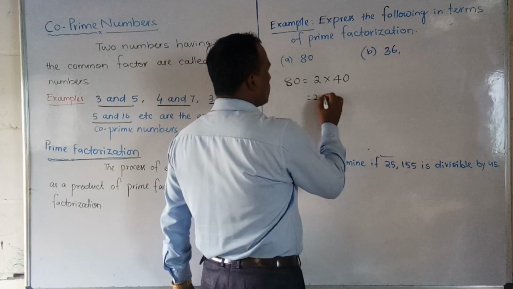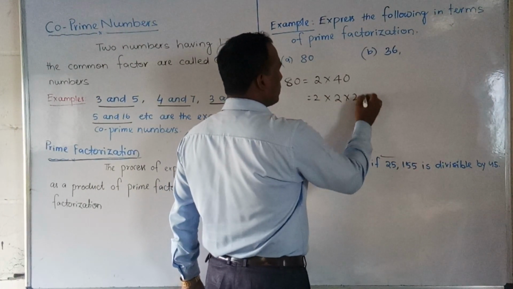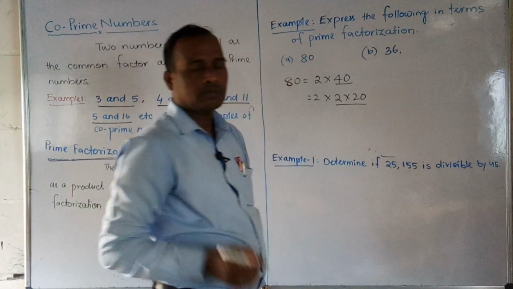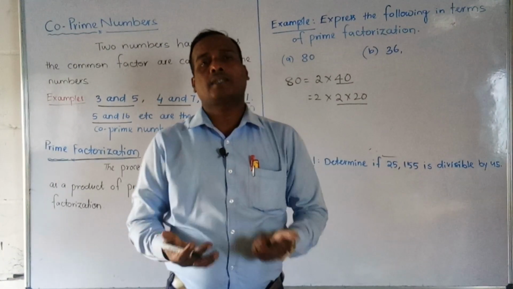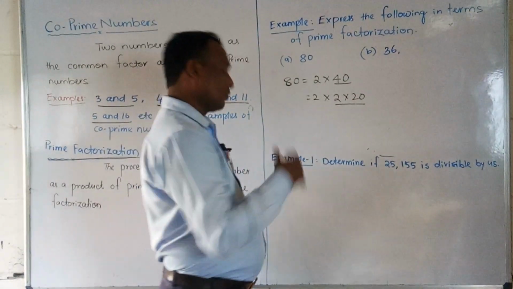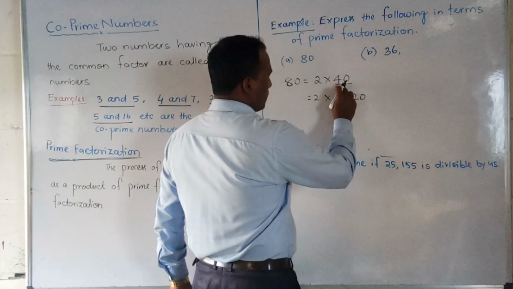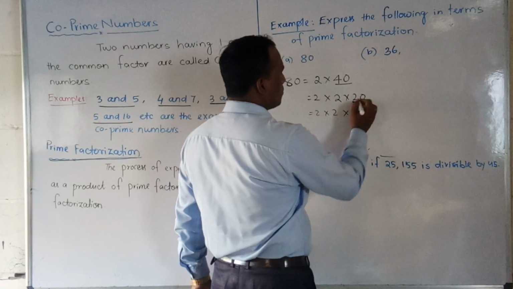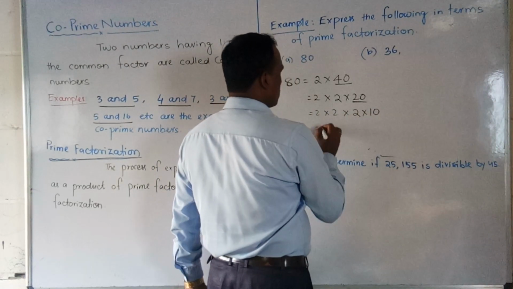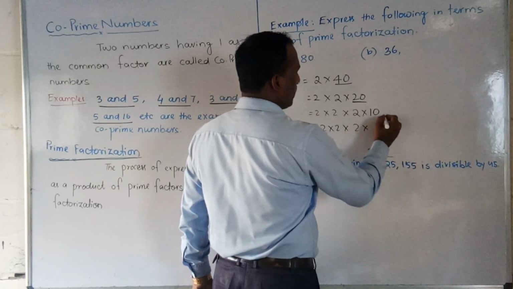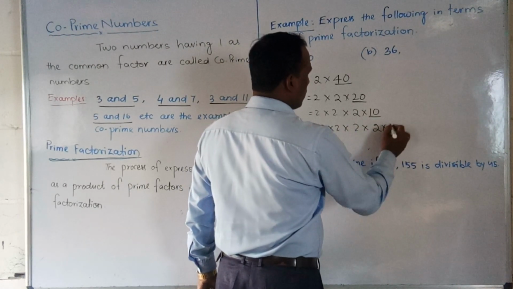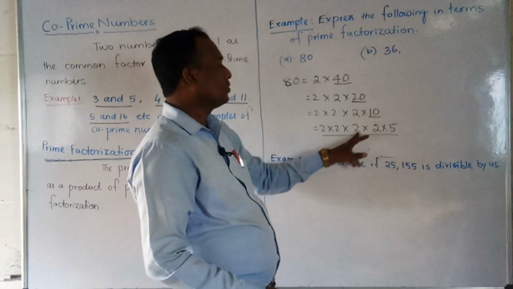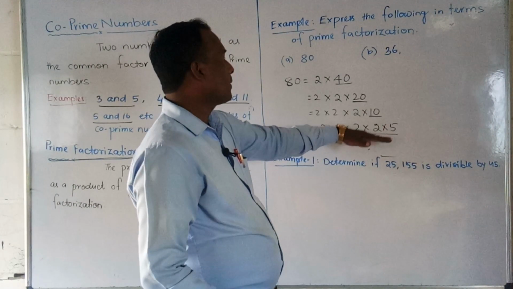So what we can write, 2 into 40, we can write it as 2 into 20. Every number we can write as a product of two or more prime numbers. But 20 is not a prime number, so 2 into 2 into 10. If 10 also you can write it as 2 into 5. Now these are the prime factors. So 2 into 2 into 2 into 2 into 5, these are called prime factors.